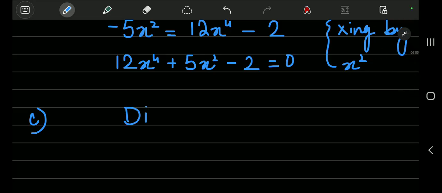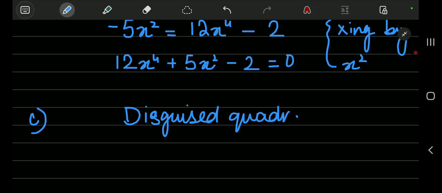Disguised quadratic equation. Yes, there is a maximum power of 4, but as you can see, what is a quadratic? It is one in which you have an x square term, then half of the power of x, and then a constant term. The same appears to be here. We have x to the power 4, then half of the power, x square, and then a constant term.